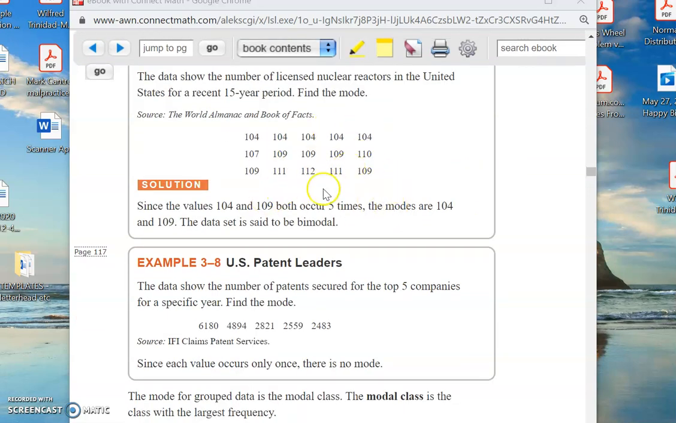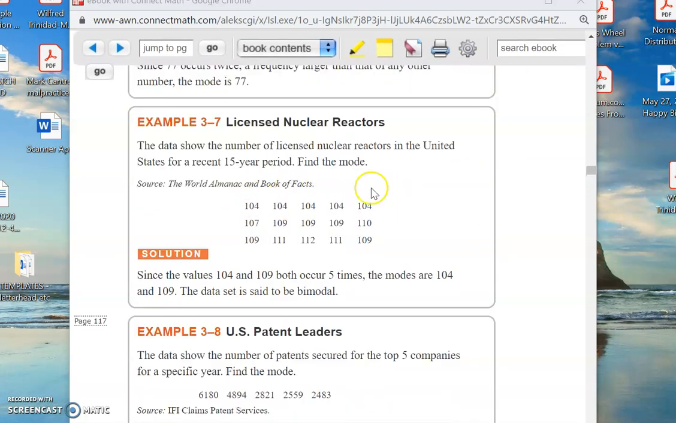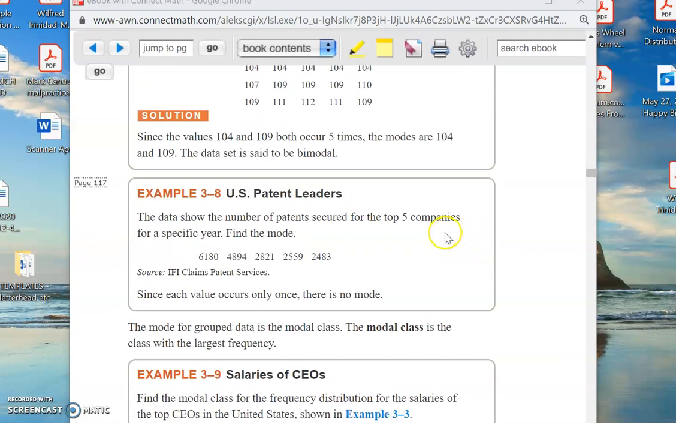Here's another example. I'll let you look at that. 104 and 109 both occur 5 times, so we say that the modes are 104 and 109. Very, very straightforward, I think.